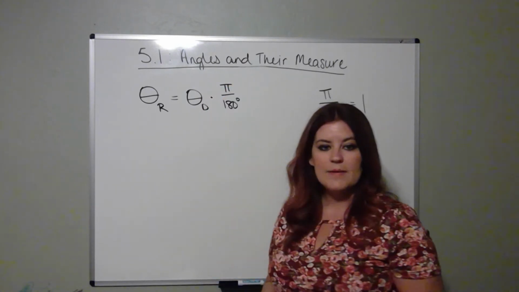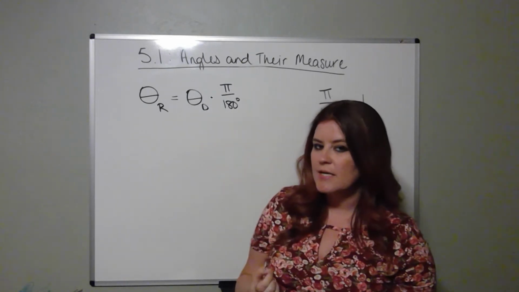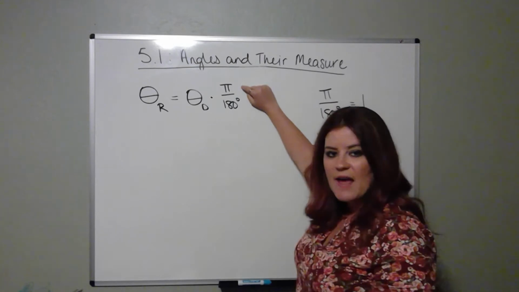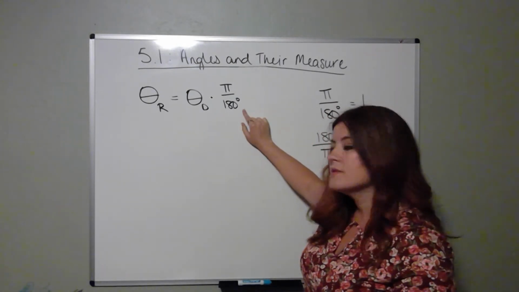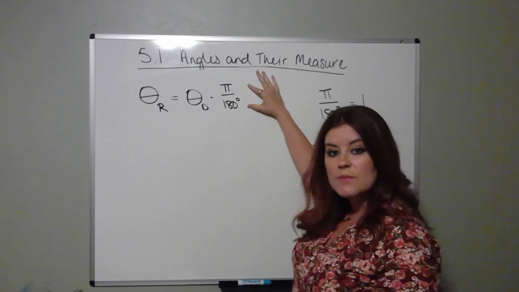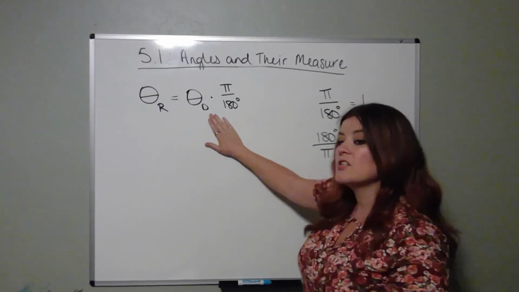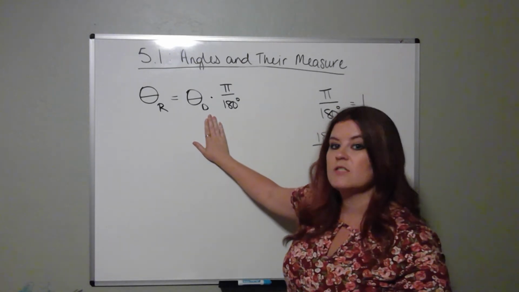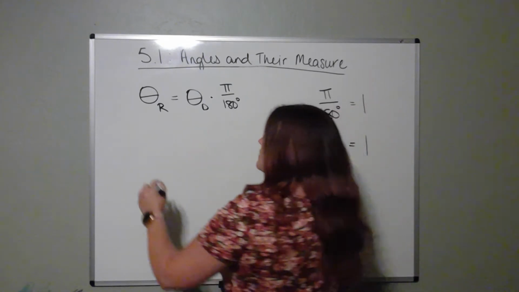So let's think about why I'm doing this. I'm in degrees. I want it to be in radians, which means I want it to have a pi in it at the end. And I want to get the degrees out, so that's why I'm dividing by a degree measure. Why am I using pi over 180? Well, because it equals 1. It's not changing the angle measure, it's just changing the units it's in. So let's do an example.